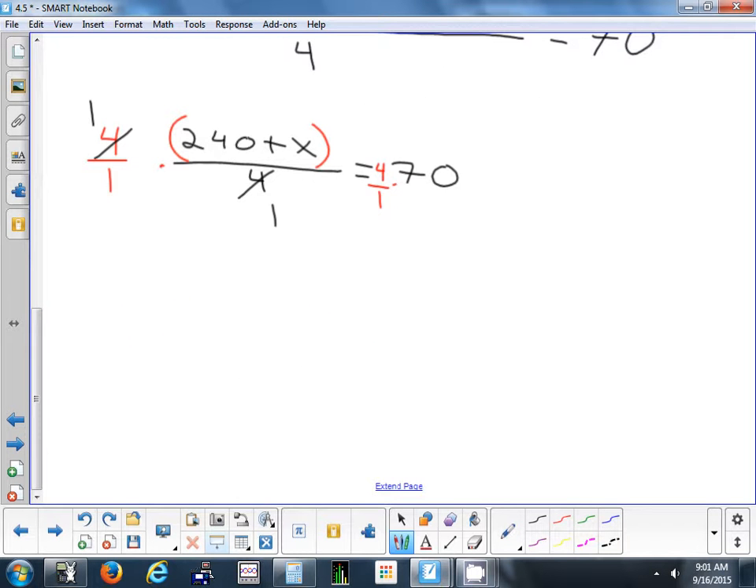So this time we don't even have a number we have to distribute. It basically just canceled out. So all we have is 240 plus x. If you want to distribute the 1, you could think about it in your head. 1 times 240 is 240. 1 times x is x. Didn't change anything. And what's on the other side? I have 4 times 70.